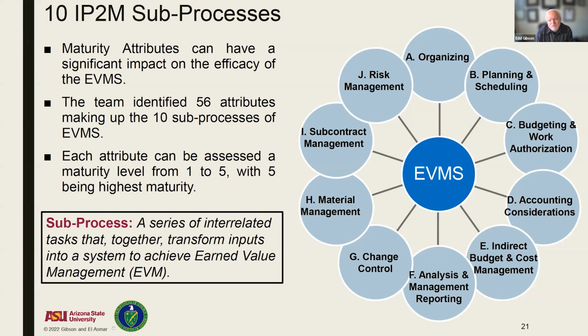Again, what you would do is go through and look at each one of these sub-processes and underlying attributes, and you assess each one on a scale of 1 to 5, and we'll show you how you do that. And so these sub-processes, as it says here, are a series of interrelated tasks that transform inputs into a system to achieve earned value management. And so the process itself is broken up into these 10 sub-processes. And let's go to the next slide.